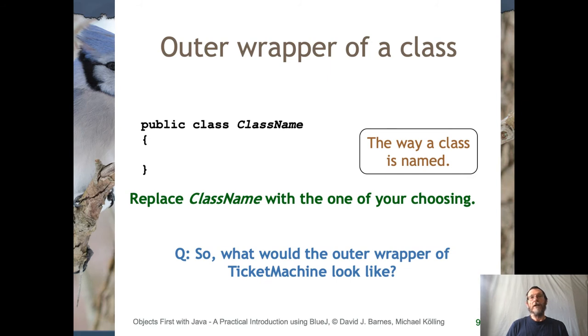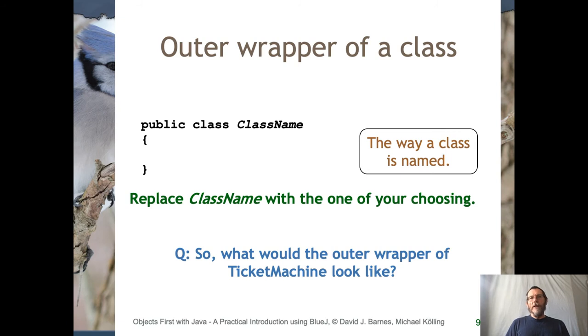So you might like to pause and maybe even write down on a piece of paper what the outer wrapper of a ticket machine would look like, because from this observation you should be able to imitate that style and then create your own outer wrapper of a class called ticket machine.